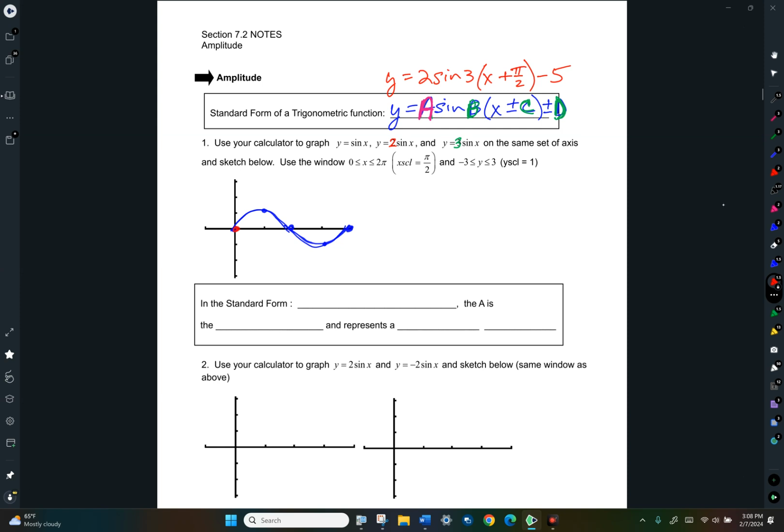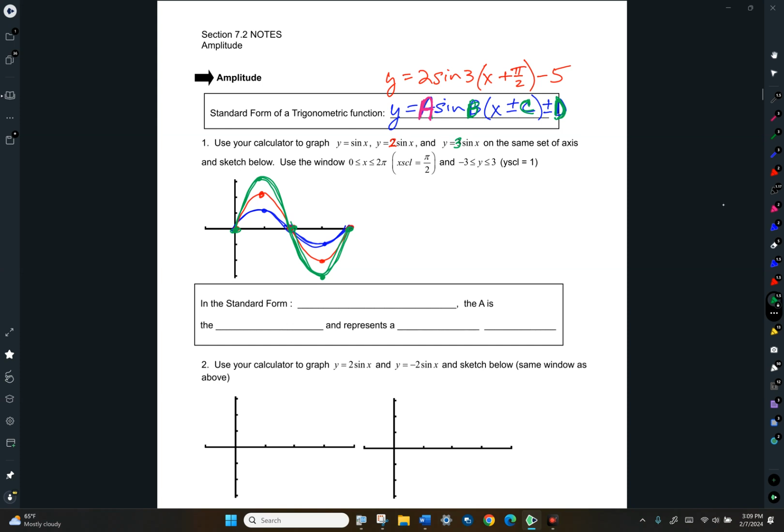So here's my 2 sine. The zeros were the same, but instead of going up to 1, it went up to 2. Instead of going down to -1, it went down to -2. So there's my 2 sine. And then the green one, remember, the zeros were still the same, but instead of going up to 1, it went up to 3. Instead of going down to -1, it went down to -3. So something like that. Okay, let's pretend like I can actually draw this decently. I'll get better as we go.